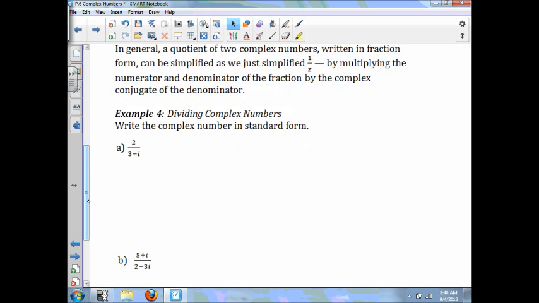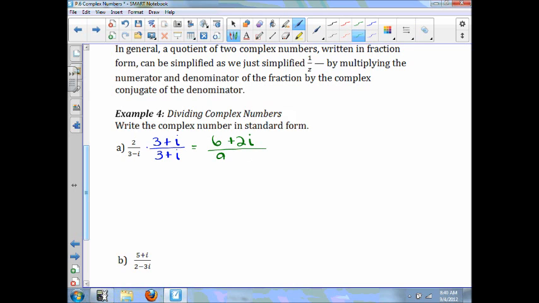Now, if we look at example 4, it says write the complex number in standard form. Well, the complex conjugate of 3 minus i will be 3 plus i. So when we multiply fractions, we're going to multiply across. 2 times 3 is 6. 2 times i is 2i.